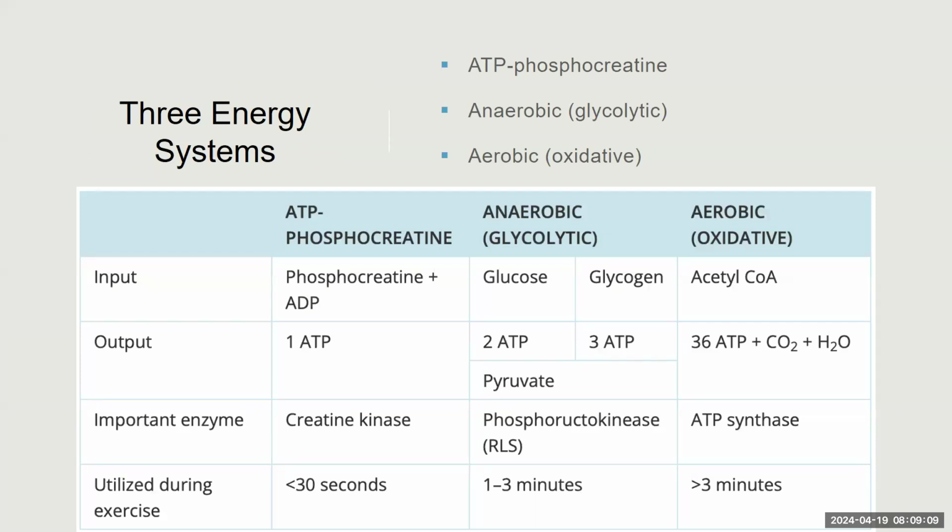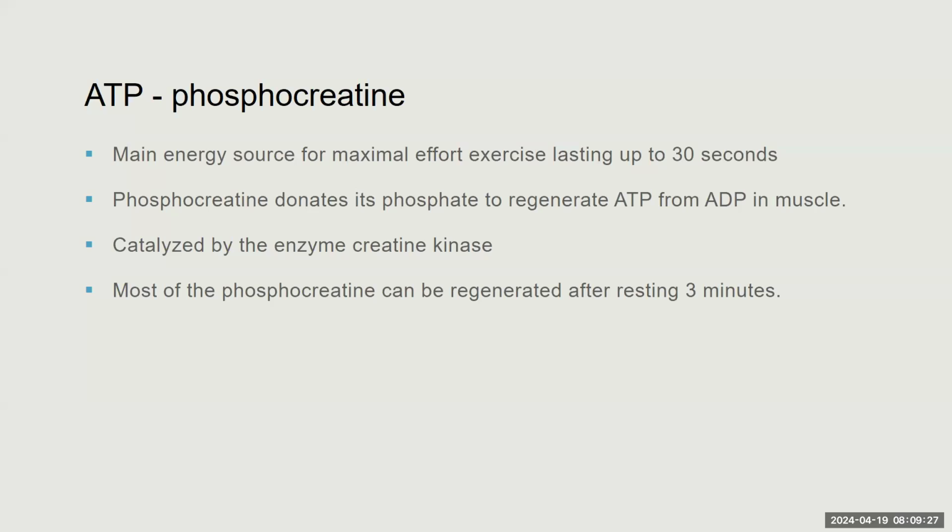Like we talked about, there are three energy systems that the muscles use primarily for force production and ATP production: the ATP phosphocreatine, the anaerobic or glycolytic, and the true aerobic. We're going to break down all of these here in a second. The ATP phosphocreatine is the main energy source for maximal effort exercise lasting up to 30 seconds. What happens there is phosphocreatine donates its phosphate to generate ATP from ADP in the muscle. It's catalyzed by the enzyme creatine kinase, and most of the phosphocreatine in the body can be regenerated after resting around 3 minutes.